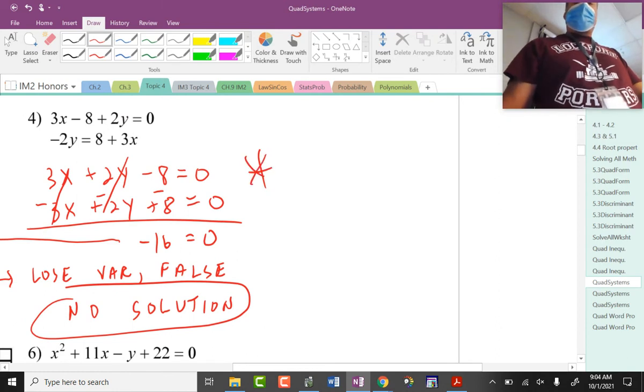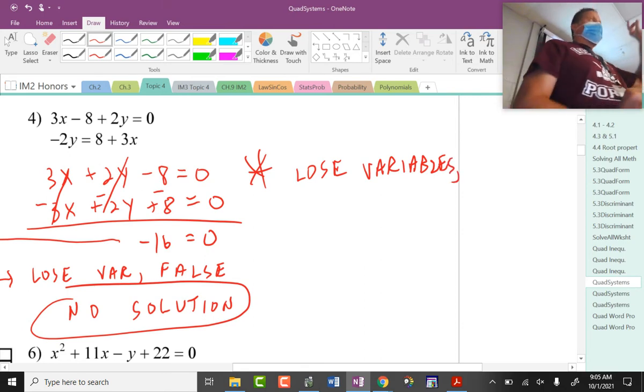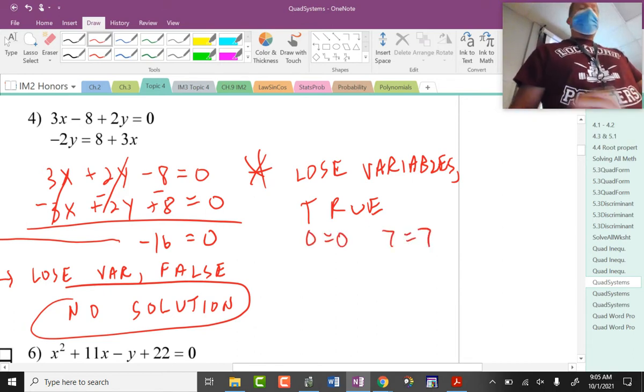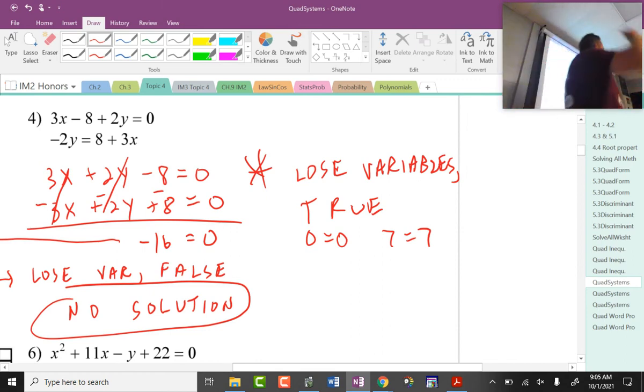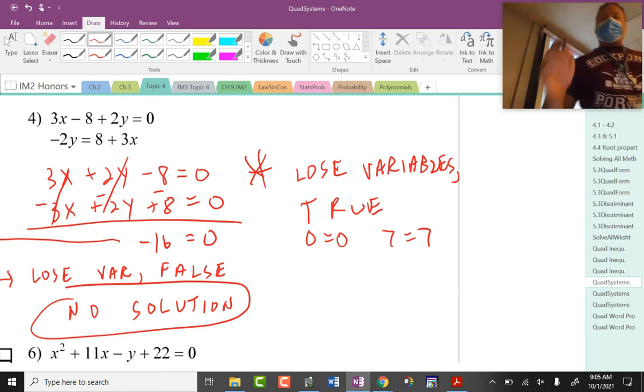Put this off to the side. What if you lose your variables? This is a big condition here. This is specific to this thing that we're doing here. But you're left over with a true statement. What could happen with that? 0 equals 0, 7 equals 7. That's what could end up happening. Usually it's 0 equals 0 when this specific thing happens.